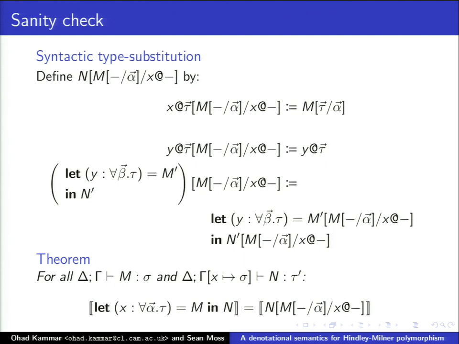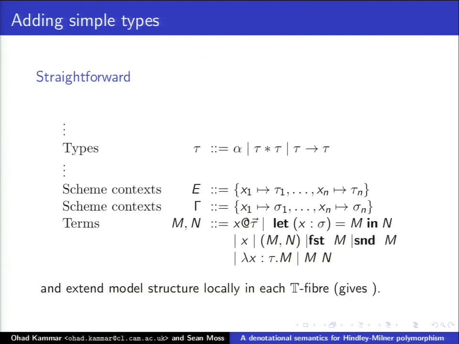If you now want to look at something like core XML, like Harper and Mitchell's core XML, then you can add simple types. You can just add them, and then in the model you ask for each fiber to have products and exponentials and the reindexing to preserve them between the fibers. Things do work out and you extend the syntax. In a sense, it's not that interesting, apart from the fact that we have actually managed to break down the structure so that the semantics are modular. You want to add extra stuff, this is the place where it goes.